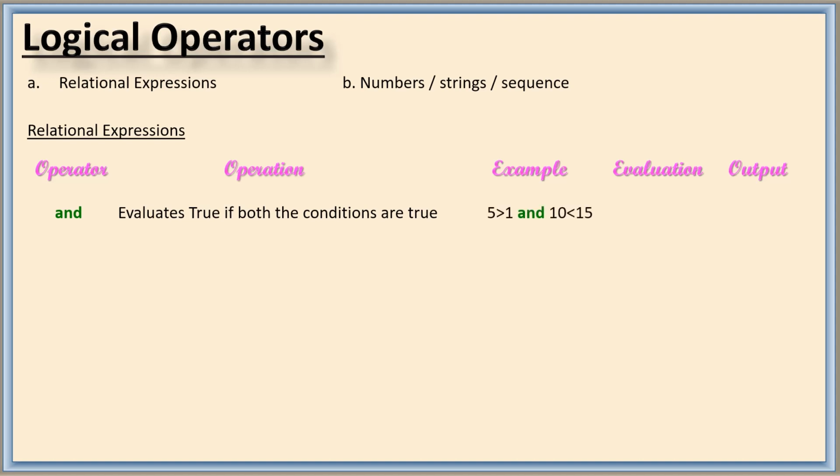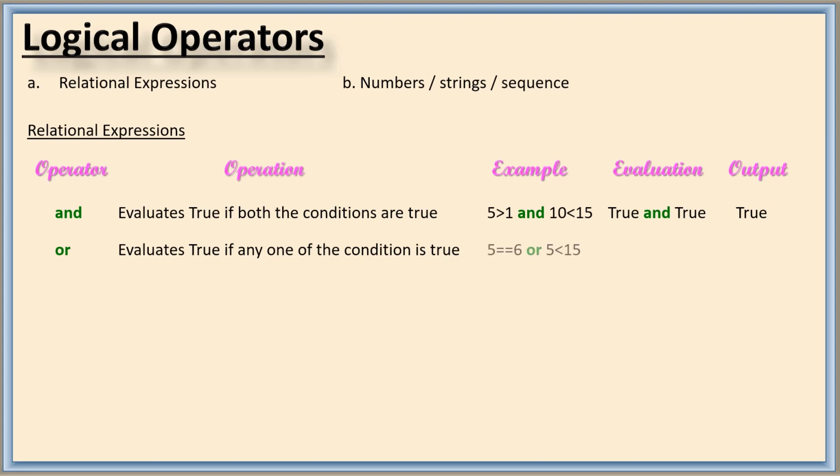5 is greater than 1 and 10 is lesser than 15. See, if you take 5 greater than 1, that is true, and 10 is lesser than 15, that is also true. So if both the expressions are true, then this AND logical operator results with true. Next, OR operator. If either one of the expressions is true, then it will be evaluated as true.